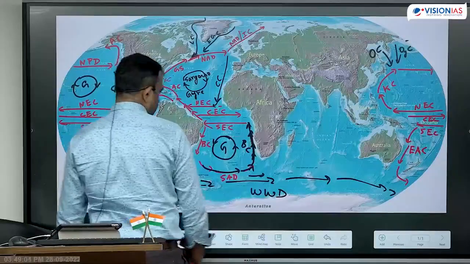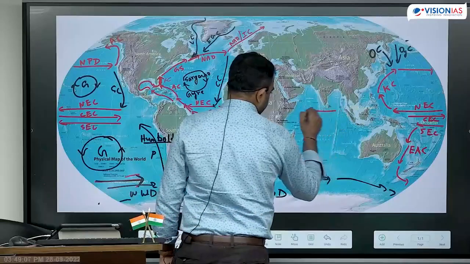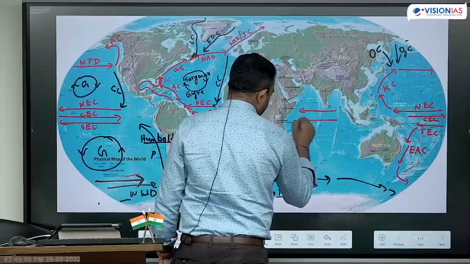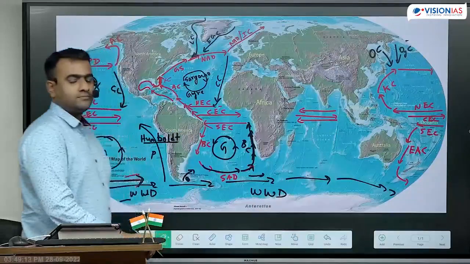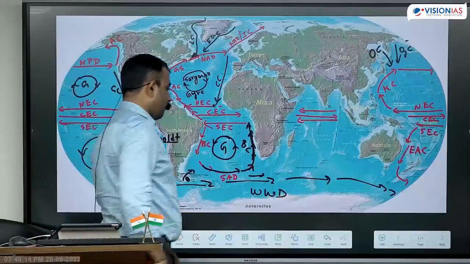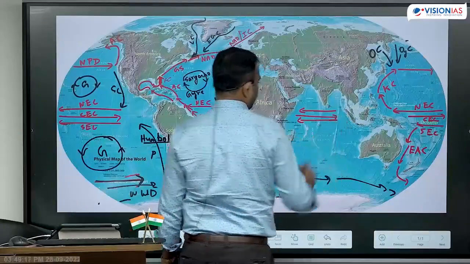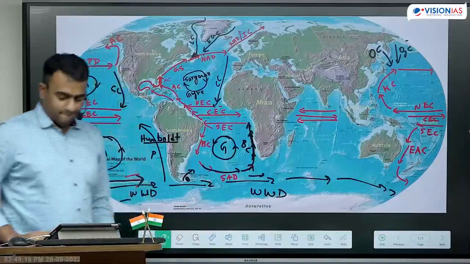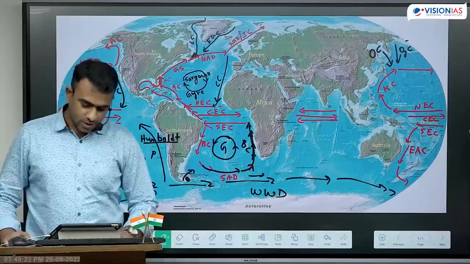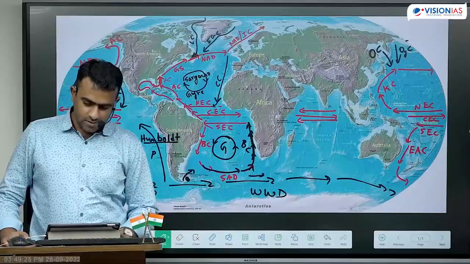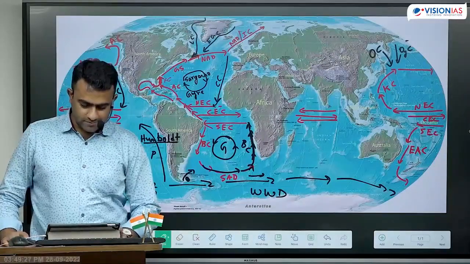The currents of Southern Indian Ocean. Here also it is the same. North equatorial current, South equatorial current, and then counter equatorial current.